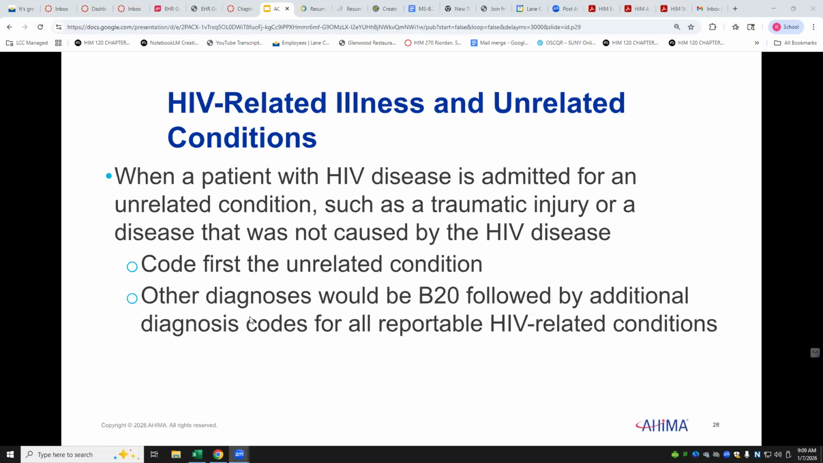When a patient with HIV is admitted for an unrelated condition, such as a motor vehicle accident or something that's not caused by the HIV disease, we would code the reason for the encounter, the reason for the ER visit or admission, the motor vehicle accident, the fracture, whatever it is, first. And then you would still code B20, followed by any additional diagnosis codes for all reportable HIV conditions.